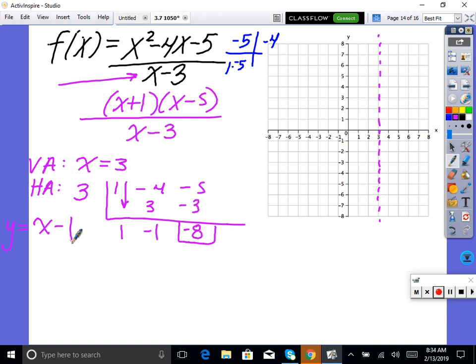Now you do have to know how to graph a line. Remember, lines have this form: mx plus b, where b is the y-intercept and m is the slope. My y-intercept is negative 1. Then isn't my slope 1 over 1? Agreed? So I'm going to go up 1 over 1, up 1 over 1, up 1 over 1, up 1 over 1. Down 1 over 1.